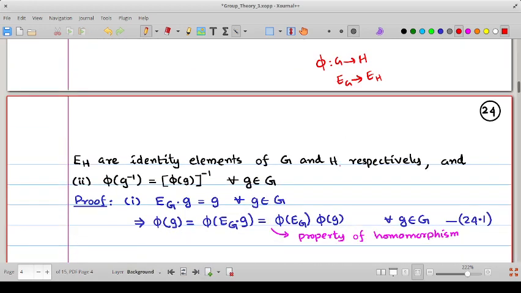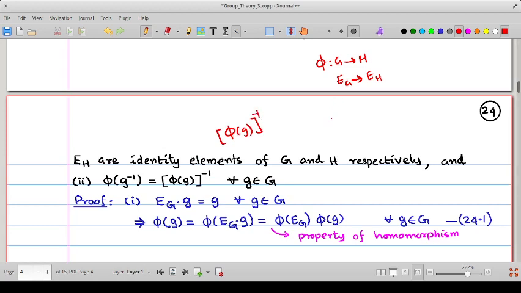And the second property is that under phi, g inverse, where g inverse is the inverse of the element g in group G, becomes the inverse of phi(g) in the group H.